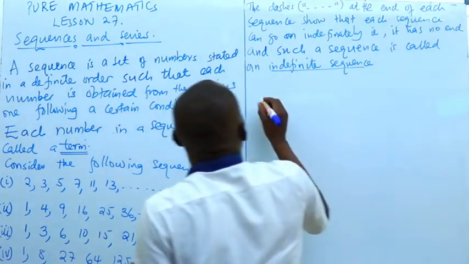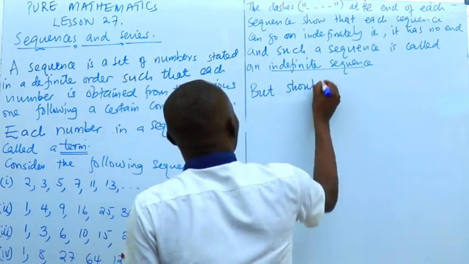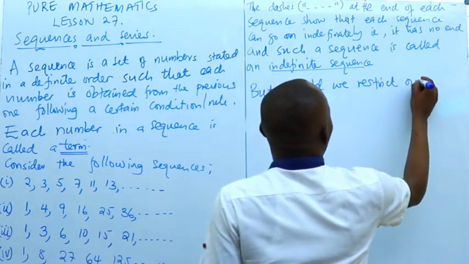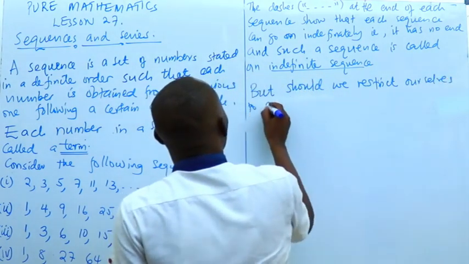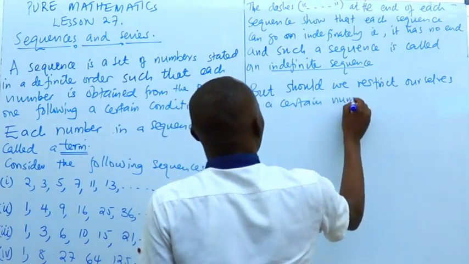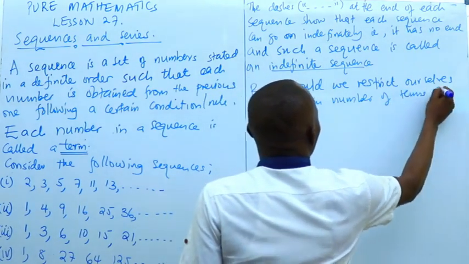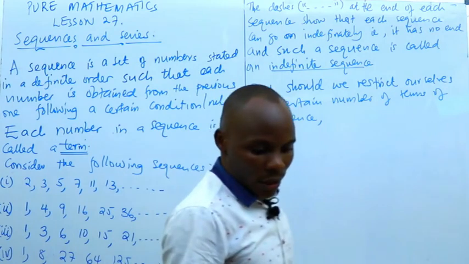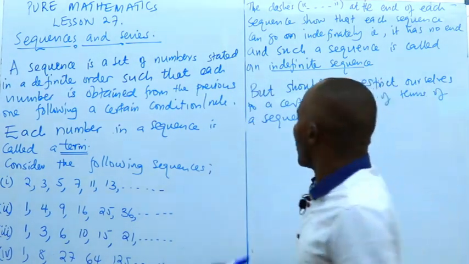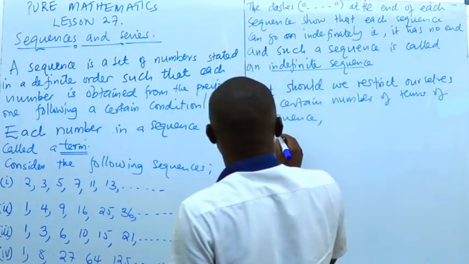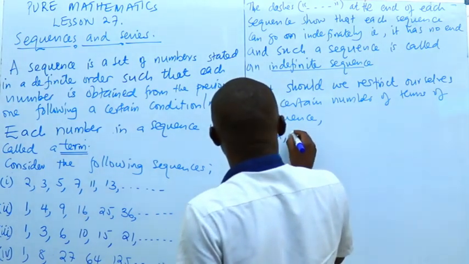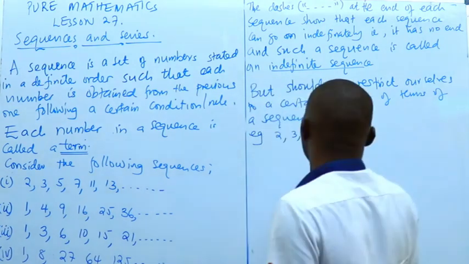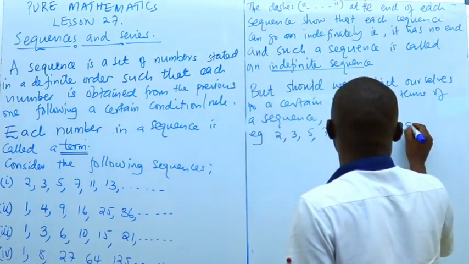Now, should we restrict our solves to a certain number of terms of a sequence, for example, we can have 2, 3, 5, 7, 11, 13, and I stop at 29.